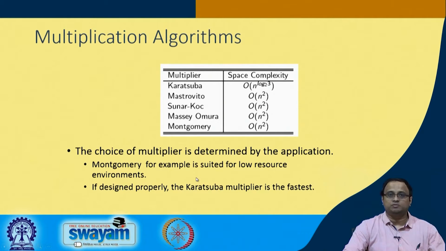However, the choice of the multiplier is often determined by applications. For example, if you have characteristic P fields, that means GF(P) fields, then often Montgomery multiplication is a better choice. On the other hand, if you design properly, the Karatsuba multiplier has its own merits, and therefore it is an important and interesting class of algorithm to study.